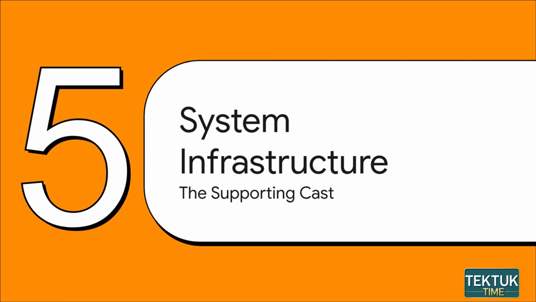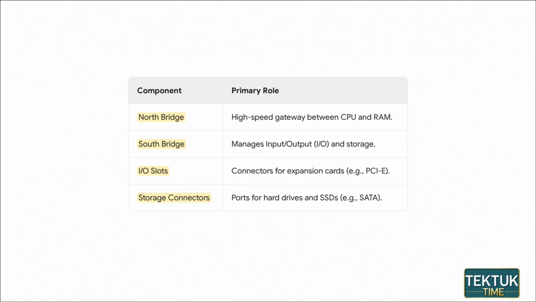Of course, even the star players need a solid stage to perform on, so let's take a quick look at the system's infrastructure, the supporting cast that connects everything and really manages the flow of all that data. So this table breaks down the traditional support system. You can think of the northbridge as the super high-speed gateway that just connects the CPU and RAM. The southbridge, on the other hand, manages pretty much everything else. Your USB ports, your hard drives, those I/O slots for things like graphics cards. Now, it's true that modern designs often combine these roles right into the CPU, but this classic structure really shows how all the different data speeds are managed.